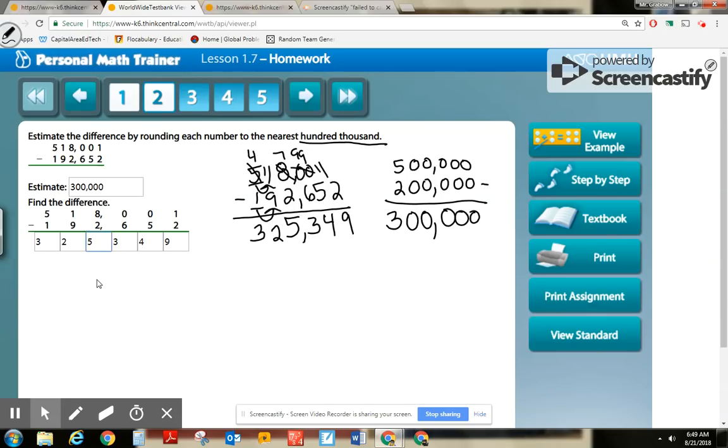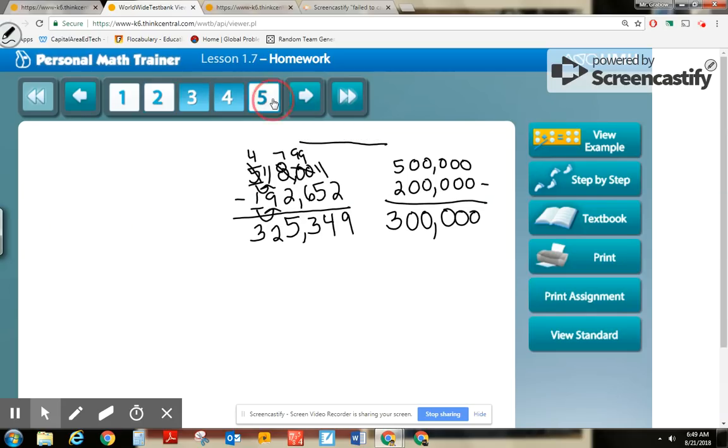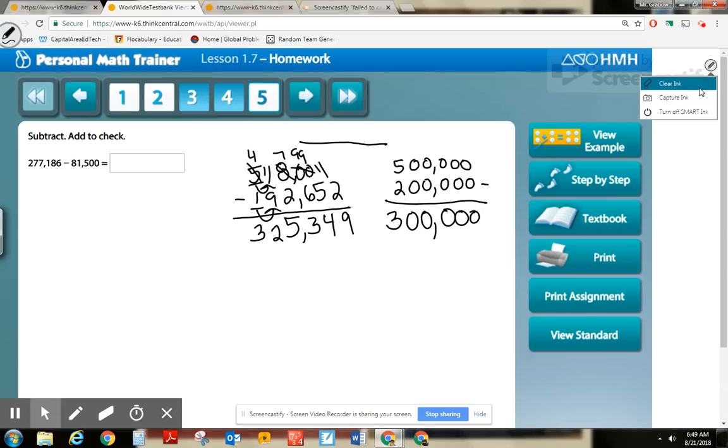A couple of us last week put a comma here, which is correct, but the computer will mark it wrong. I don't know why. I think it's unfair, because you're right, it's 325,349. So I guess just leave that comma off because it will mark it incorrect. I don't agree with it, but that's what it is.